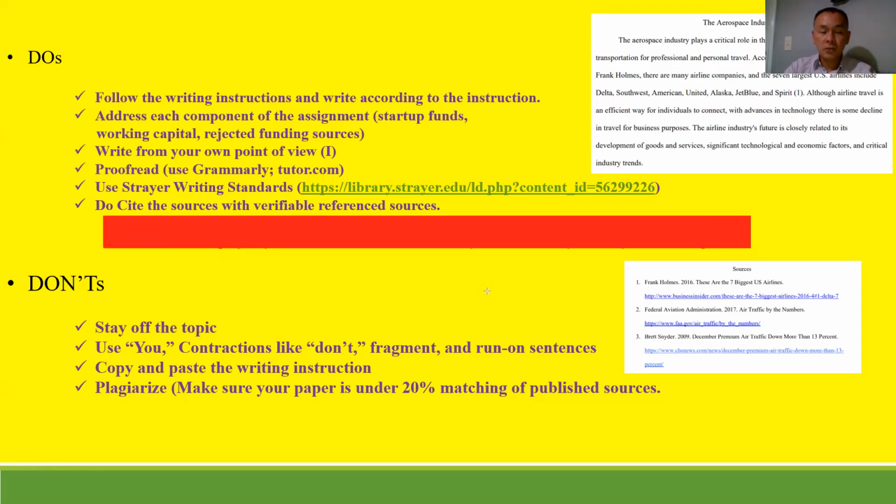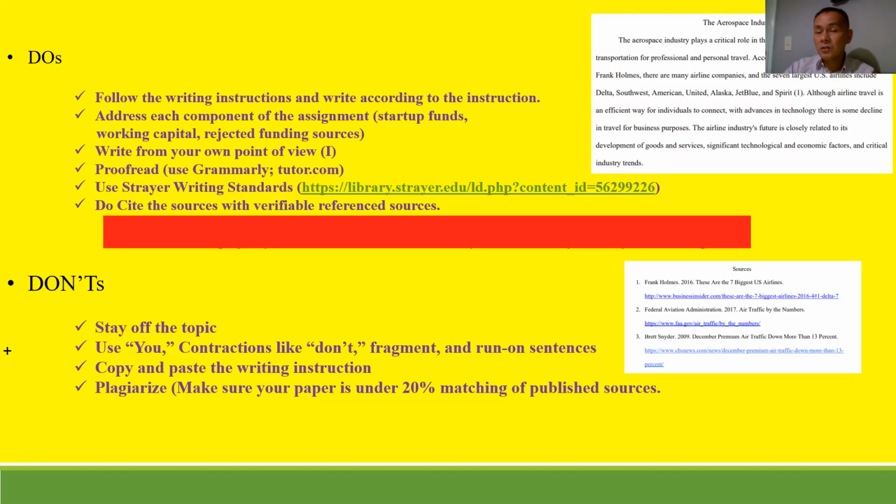Now, here go the don'ts. Don't stray off the topic. Last week, I was grading a paper and we were talking about target markets. I had students write about many different things other than the target markets. So you need to stick to the topic.